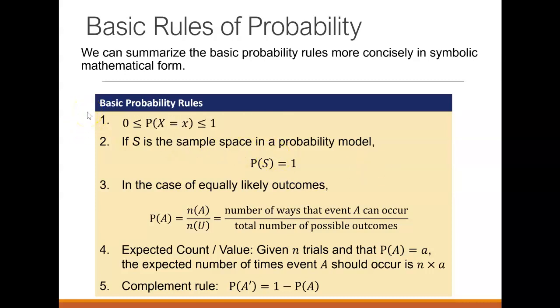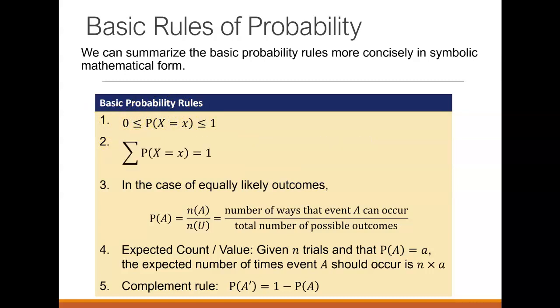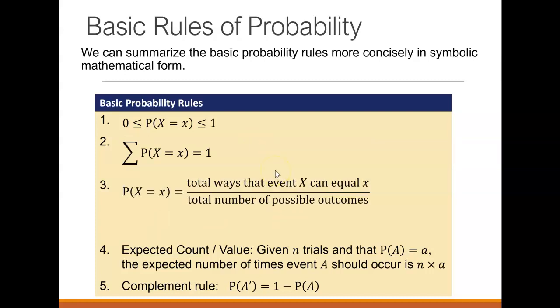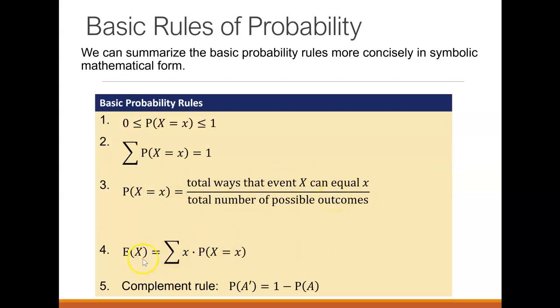If we change this now to probability distributions, P of any x needs to be between 0 and 1. The sum of those probabilities has to equal 1. P of x is the total number of ways that x can occur divided by the total number of outcomes. The expected value of x is the sum of x times the probability that x occurs. And then the complement rule: the complement of A is equal to 1 minus A. So the probability that X is not equal to x is 1 minus the probability that X equals x.